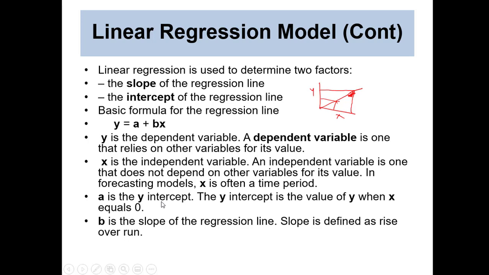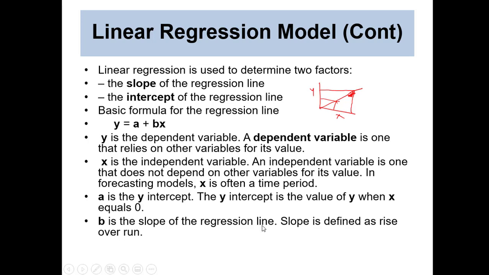A is the y-intercept. The y-intercept is the value of y when x equals 0. So as x on this y-axis, x will be equal to 0. On this, these are two points. Now this is the slope. So a is the y-intercept. The y-intercept is the value of y when x equals 0.